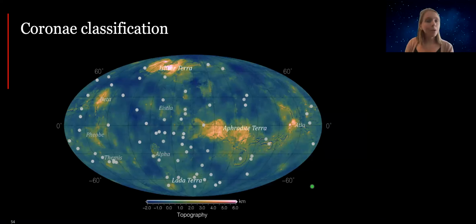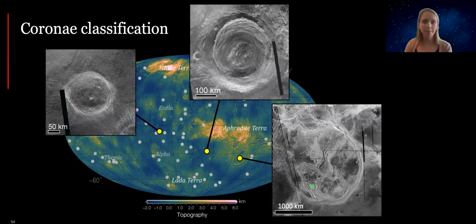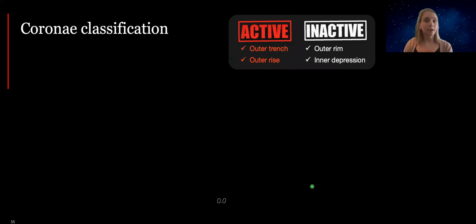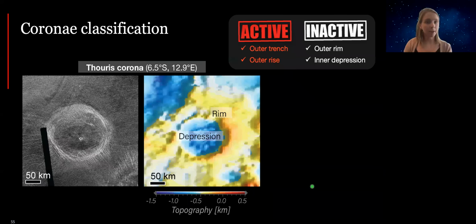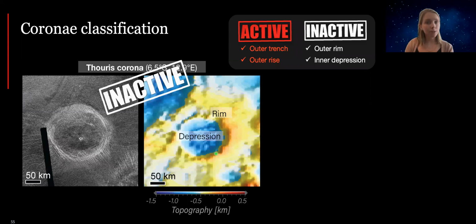Nevertheless, we did such an analysis for, as I said, over 100 corona distributed over the planet, and I will show some examples of these corona. As an example, this is the Thur corona. Here you see the radar image, and here you see the topographic data from the Magellan mission plotted as well. This corona features a clear outer high surrounding an inner depression, and features that, according to us, mark fossil corona stages above a fully crystallized plume.